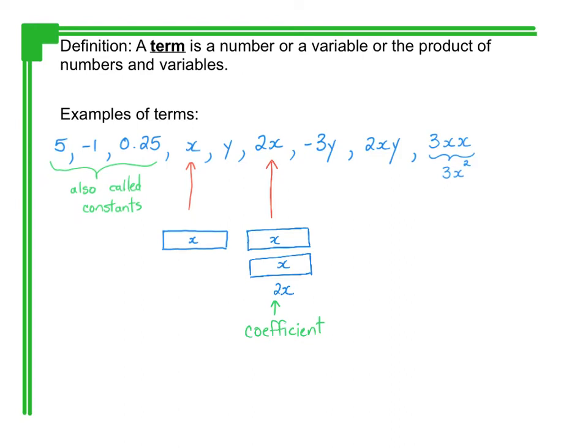Okay? I want to go back to this one right here. It looks like there's no number in front of that x, but how many x's are there if we just write an x? Well, there's 1. So often when we look at an x, we say it doesn't have a coefficient, but it actually does.